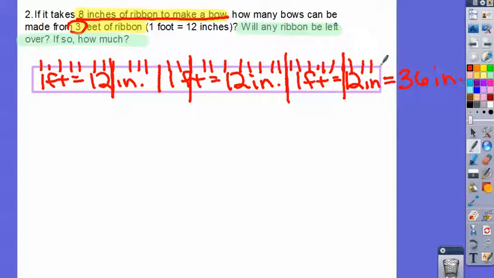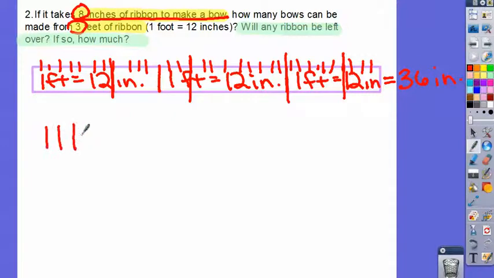All right, so let's see if I did this right. Looking at it this way, I had 36 inches and I was dividing by 8. So I did the bar this way. I could also go, okay, well, I could draw 36 circles. I'm going to do tally marks this time just because they're a little easier to draw.